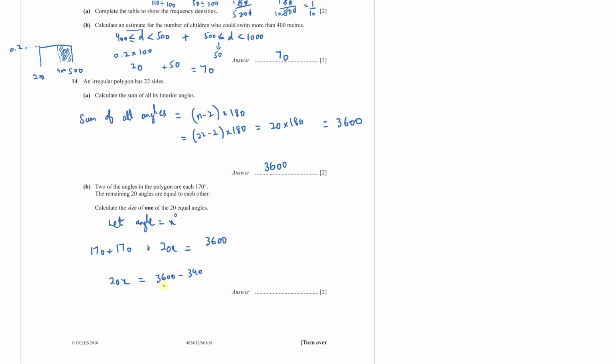3600 minus 340 would be 3260. So 20x equals 3260, and then x equals 3260 divided by 20. The zeros cancel out, and you get 163 degrees. So your answer is that the size of one of the other 20 angles, which are all equal, is 163 degrees.